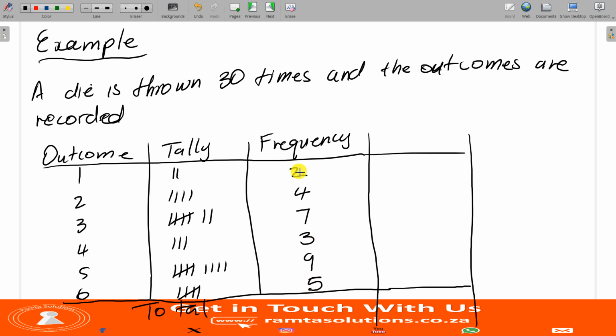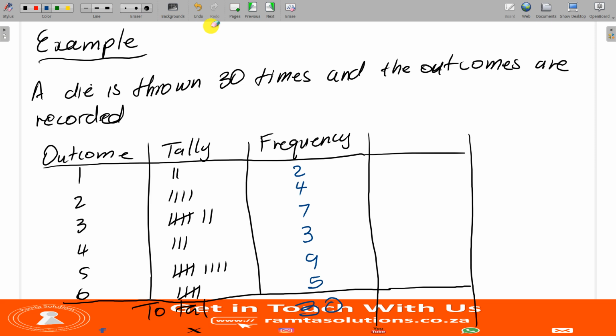Let's get our total. 2 plus 4 is 6, plus 7 is 13, plus 3 is 16, plus 9 is 25, plus 5 is 30. So our total is 30. Now, maybe I should be using a different color. I'm going to use blue. So it's going to be 2, 4, 7, 3, 9, 5. And we said the total is 30.